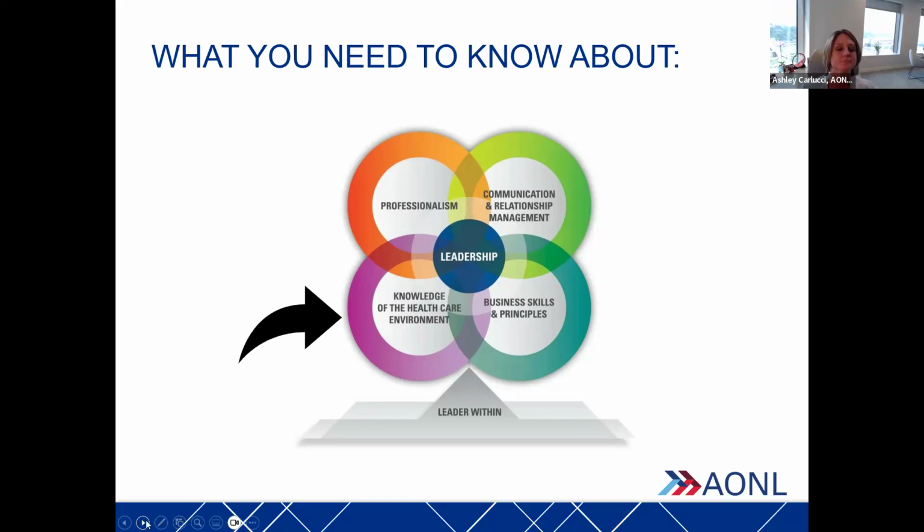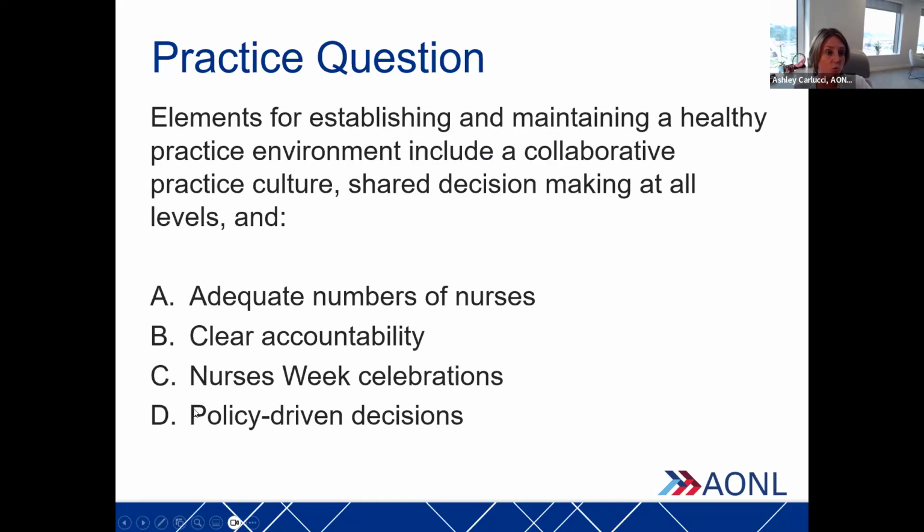Got it. All right, so we're going to get started here with a practice question, just like we did for the last section. Elements for establishing and maintaining a healthy practice environment include a collaborative practice culture, shared decision-making at all levels, and adequate numbers of nurses, clear accountability, Nurses Week celebrations, or policy-driven decisions. Can we do the poll for this as well, please?